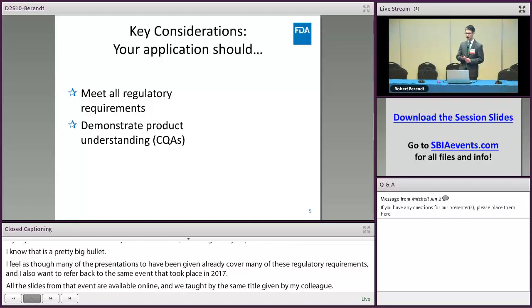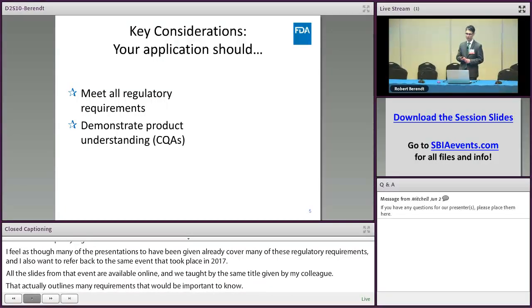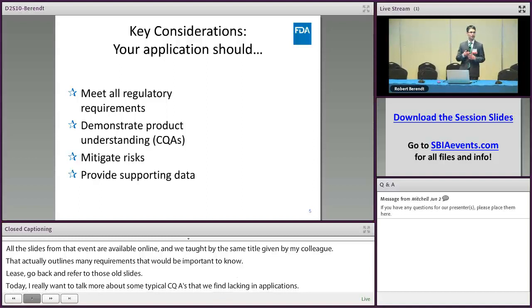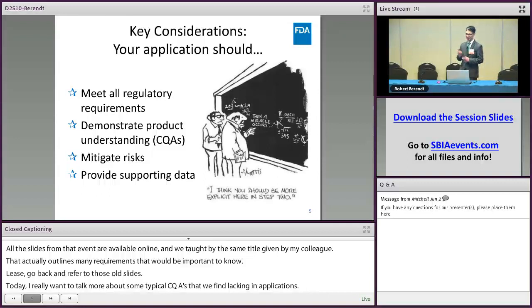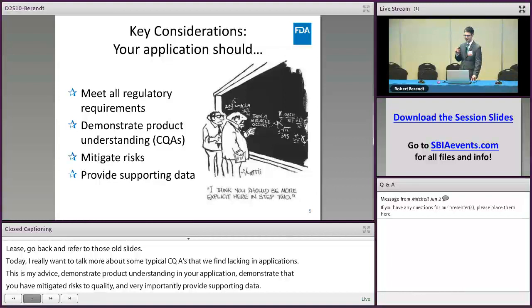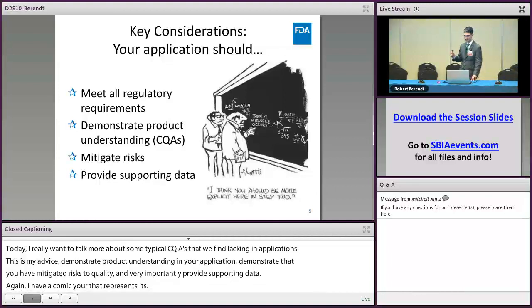But today I really want to talk more about some typical CQAs that we find lacking within an application. And this is my advice. Demonstrate product understanding in your application. Demonstrate that you have mitigated risks to product quality. And very importantly, provide supporting data. And I have a comic here that represents this. There are two people up at a chalkboard, and it looks like they're deriving an equation, and they seem to get from point A to point B just with no explanation.